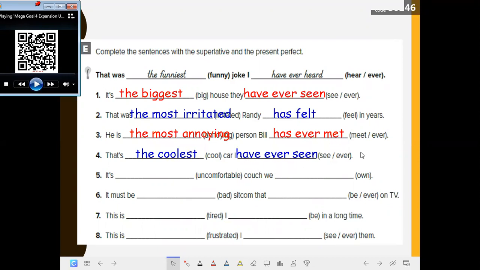I think if he gave us ever in the brackets or parentheses, we use ever. We use it.